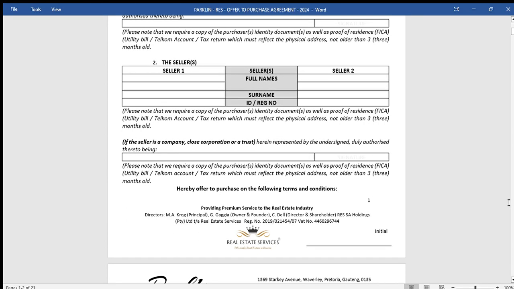So always remember with your offer to purchase agreement, the agreement must be signed or initialed at least at the bottom of each and every page. And where there is a space where the purchaser or seller needs to sign in full, they must sign in full. If there's any specific paragraph that has been deleted or scratched through, then all the parties must initial next to that specific clause that was deleted.